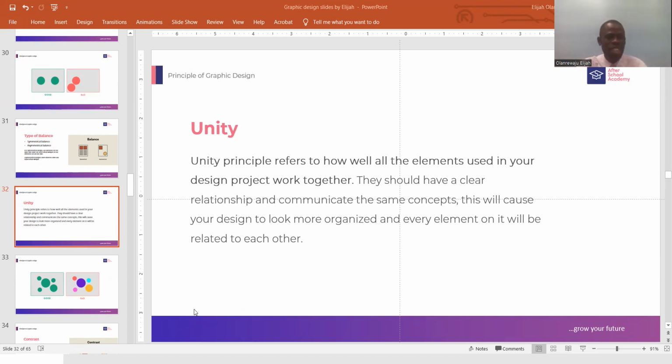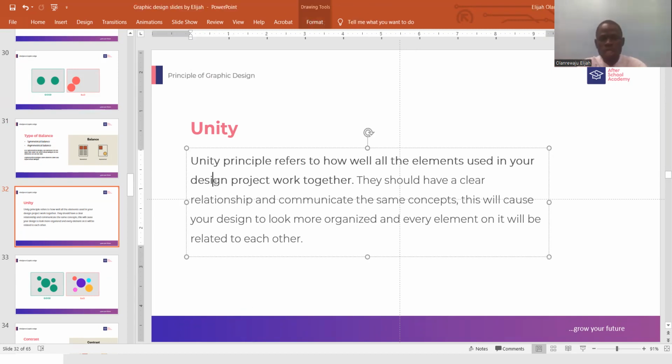So now the next point is unity. The unity principle refers to how well all the elements used in your design project work together. You are going to be having different elements of design. I think there are six of them or more. So how all of them are able to work together, that's what you call unity. We said that they should have a clear relationship and communicate the same concepts. This will cause your design to look more organized, and every element of it will be related to each other.